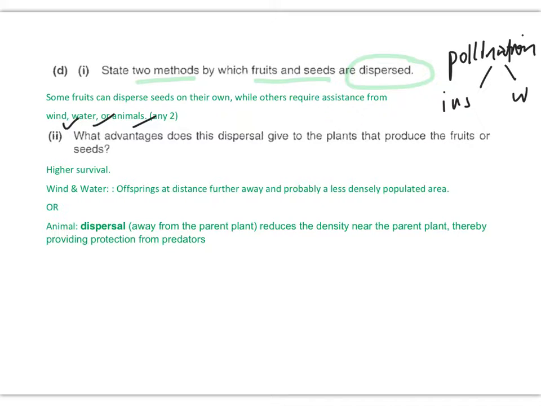Okay, part 2. What are some of the advantages of this kind of dispersal? Now, collectively, we want the offspring to be at a distance so that it doesn't compete with the parent plant for nutrients, water, sunlight. And it's usually to a less densely populated area. This ensures the survival. Therefore, higher survival is what we're looking at.